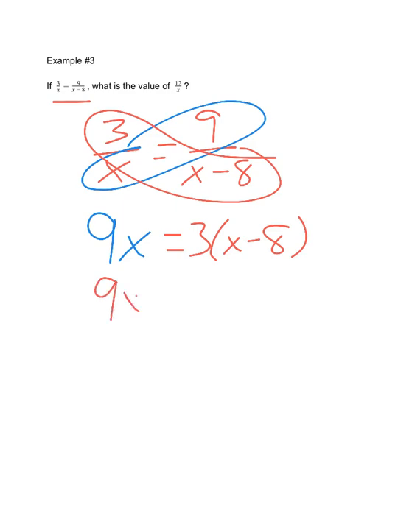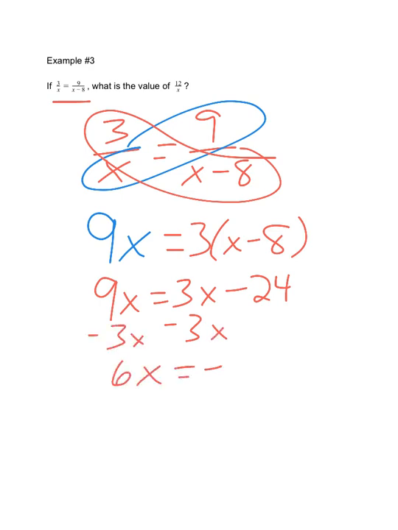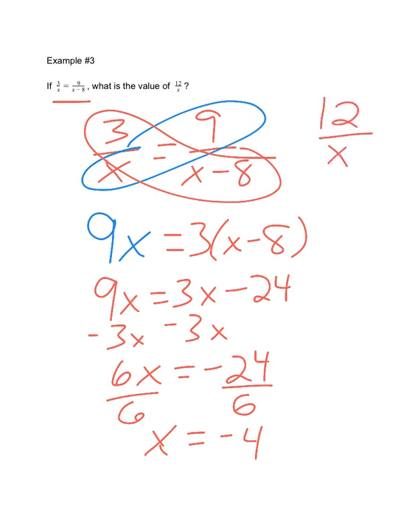So I have 9x equals 3x minus 24. Subtract 3x. 6x equals negative 24. Divide. So I end up with negative 4. And then I will take that and substitute it back in. So I'm asked to find the value of 12 over x. So I'll replace the x with negative 4. And I end up with negative 3.